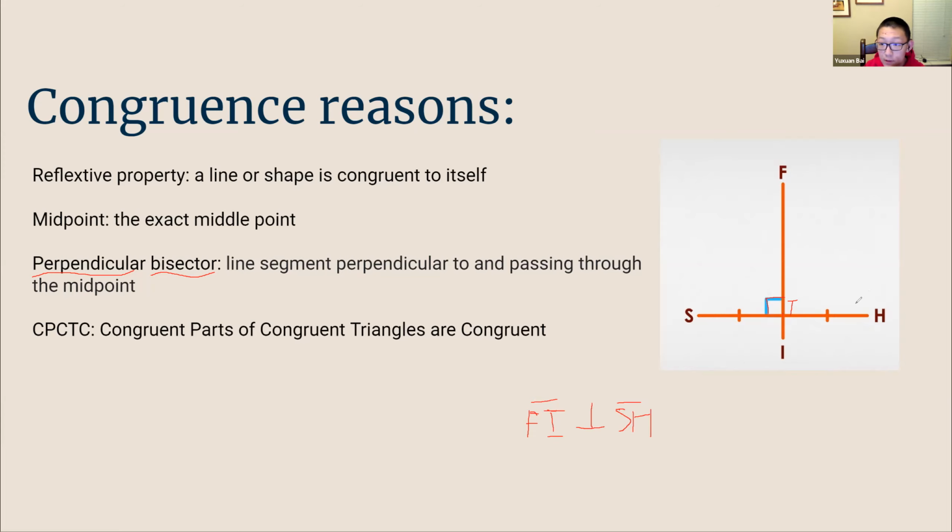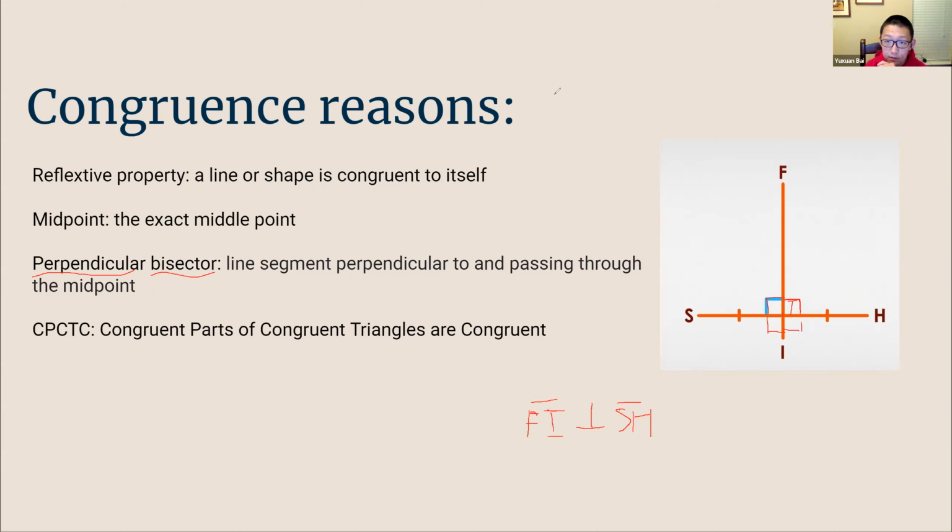Now, one thing to note is that all four angles would be right angles, because SH is a straight angle. A straight angle is 180 degrees, minus a right angle would create another right angle. And it's basically the same thing for the rest of the angles as well. So all four of the angles made by two perpendicular lines would be right angles.